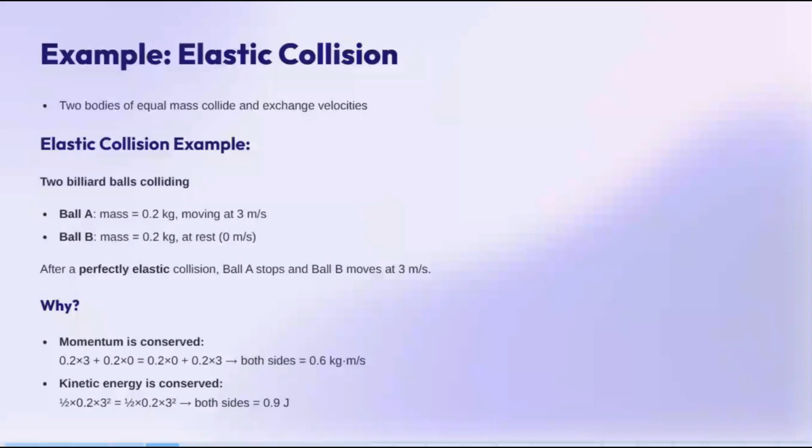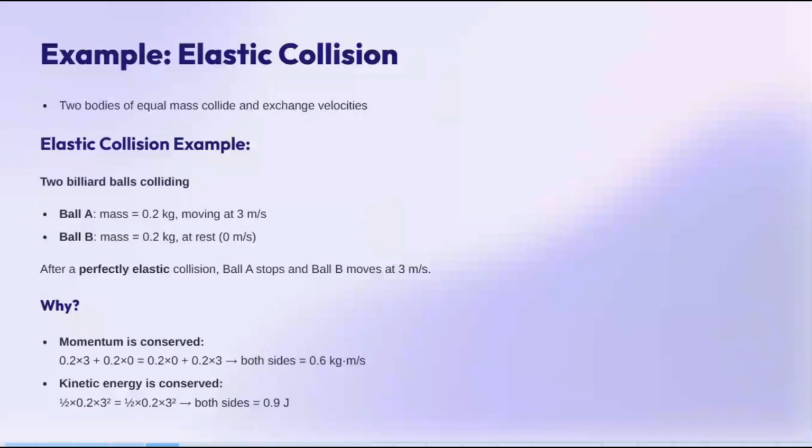We are seeing that A has a mass of 0.2, B has a mass of 0.2. The speed of A is 3 at the beginning, and the speed of B is 0 at the beginning. While the speed of A at the end is 0 because it stops, and the speed of B is 3 at the end. So now let's see whether this really obeys the law of conservation of momentum.